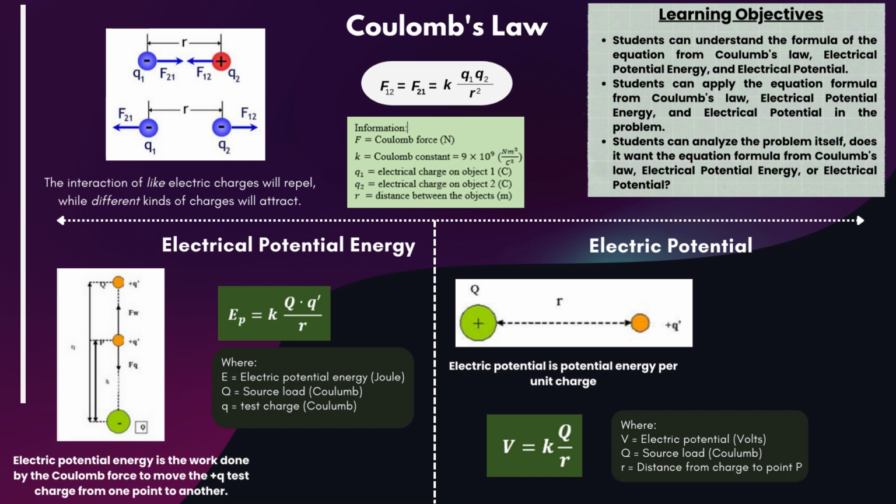And the electrical potential is the potential energy per unit charge, given by the equation V = k times Q per R, where V is the electrical potential with the unit of volts, Q is the source charge with the unit of Coulomb, and R is the distance from the charge to the point P.